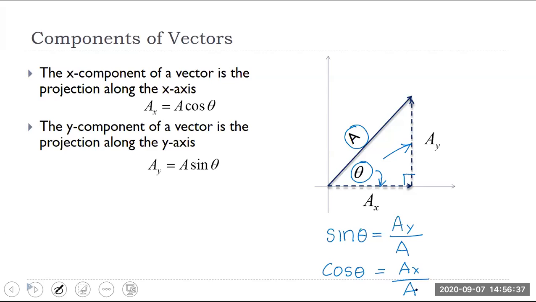These are all just lengths, numbers that would represent those sides of the triangle. And so if I multiply these two equations by A, I find that the x component of a vector can be found by taking the hypotenuse, the length of the vector, times cosine, and I can find the y piece by taking that vector and multiplying by the sine. You might say, well, why do I care about doing that? And we'll see why that's important in a little bit, when I want to add vectors together.